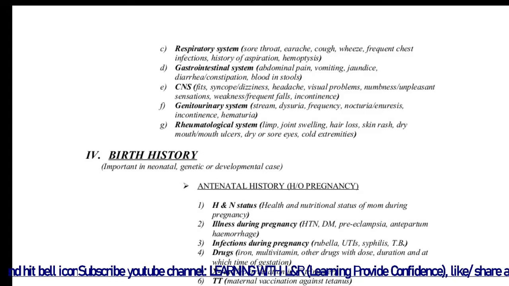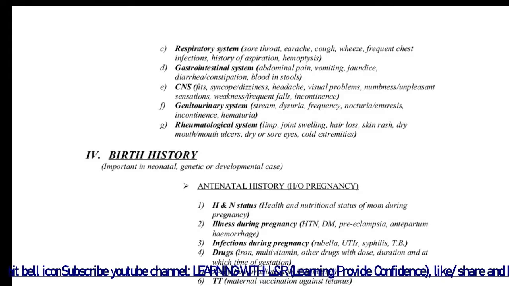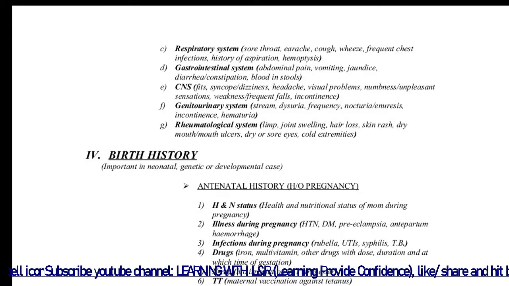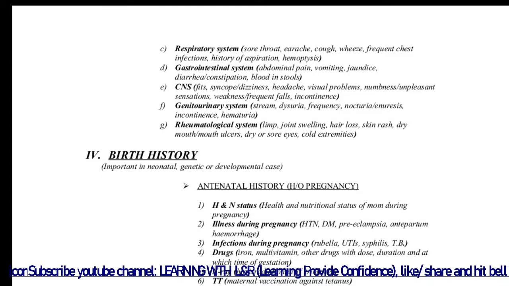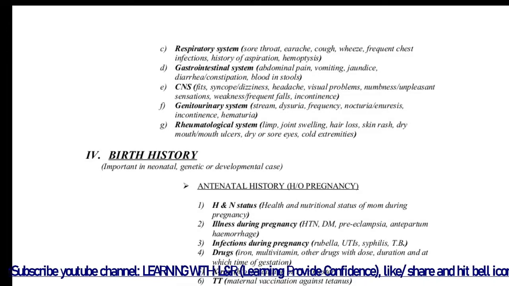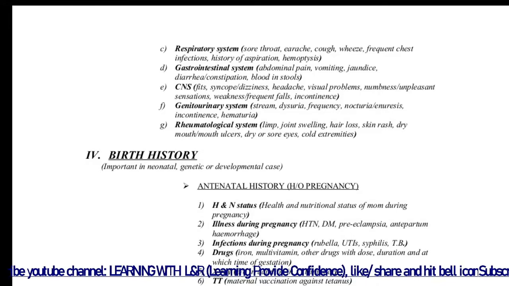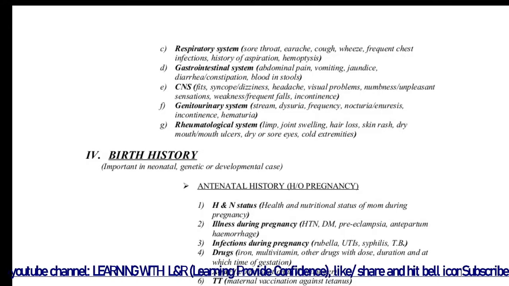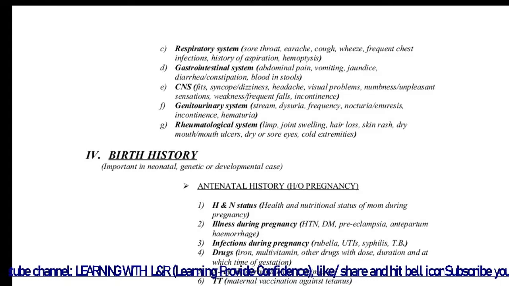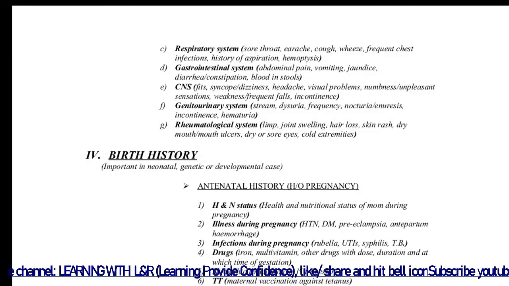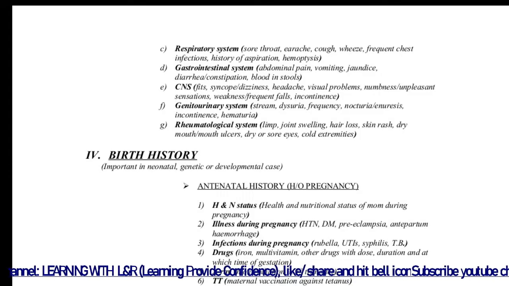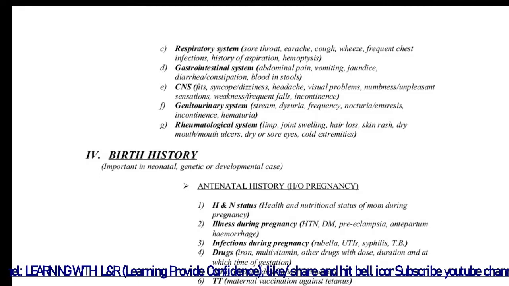Then the next is gastrointestinal system: abdominal pain present or not, vomiting, jaundice, diarrhea, constipation, blood in stools. Then central nervous system: fits, syncope, dizziness, headache, visual problems, numbness, unpleasant sensation, weakness, frequent falls and incontinence.